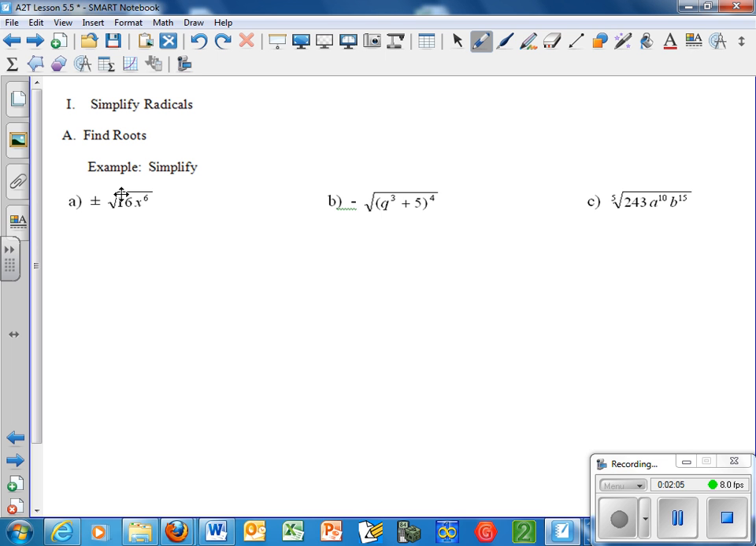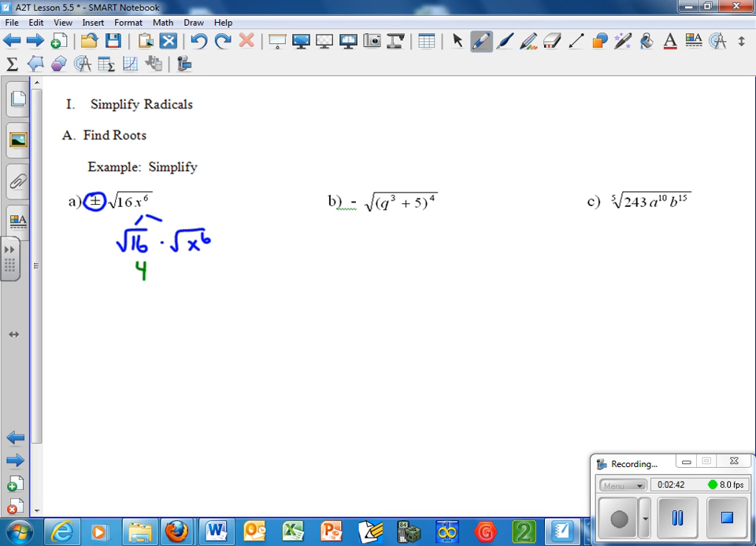When you have a product underneath there, in other words, you have a coefficient and a variable to a power, what I tell kids to do is to think of it this way. The positive and negative symbol is just going to be carried with us and will be the sign on our answer. But let's look at the square root of 16, so the square root of the coefficient, and then the square root of x to the 6th. 16 is a perfect square. The square root of 16 is 4.